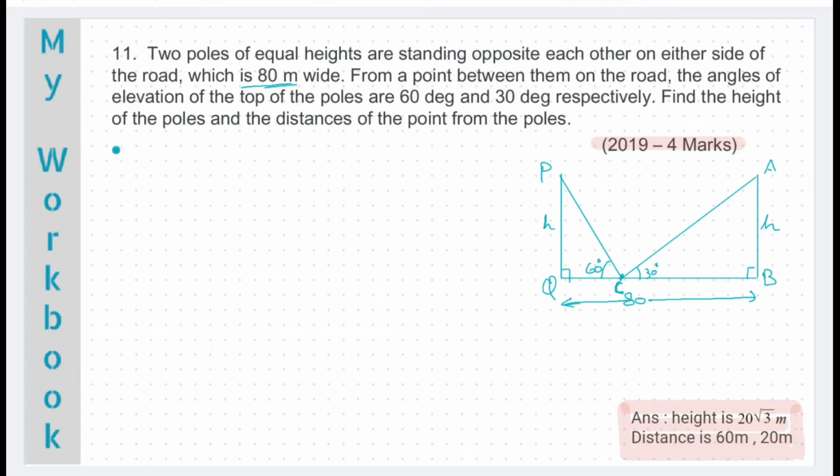Let's consider triangle PQC. Tan of 60 degrees is PQ by QC. PQ is H and QC is unknown. Tan 60 is root 3, so root 3 is H by QC. So we can write QC to be H by root 3.